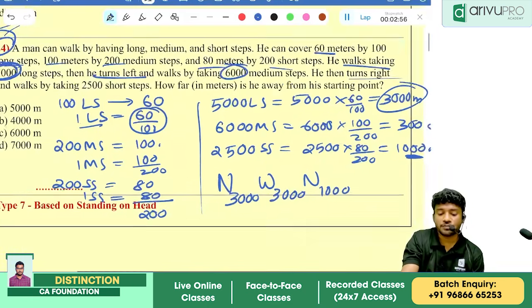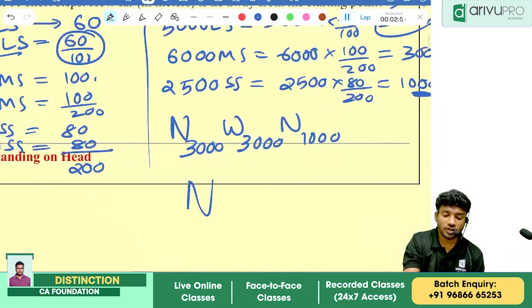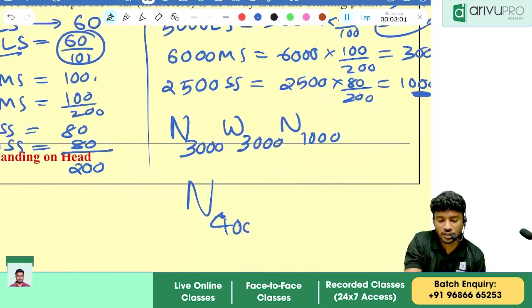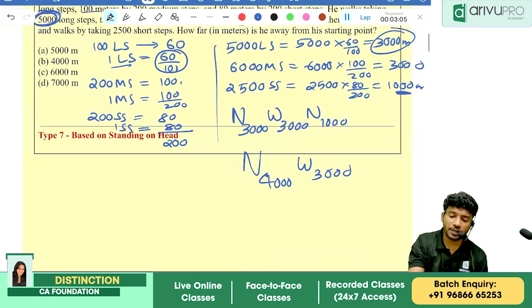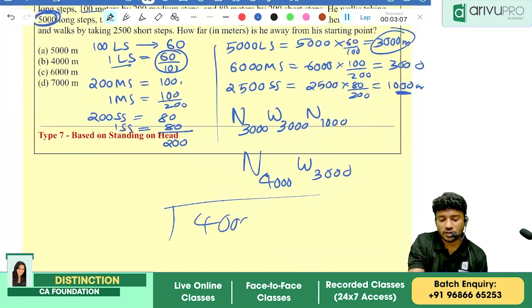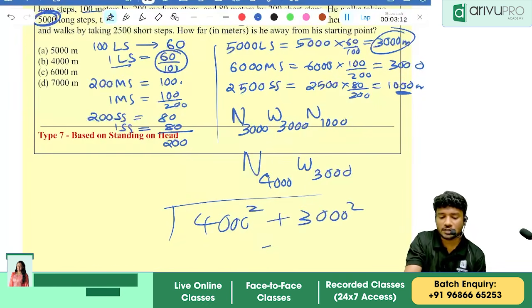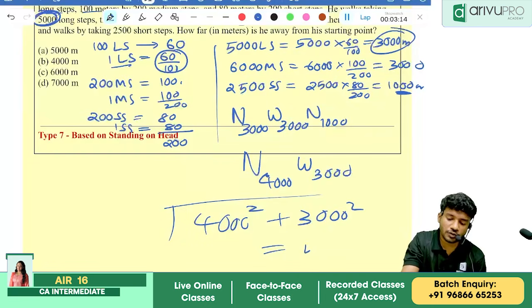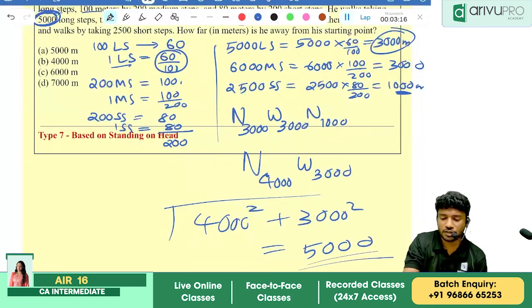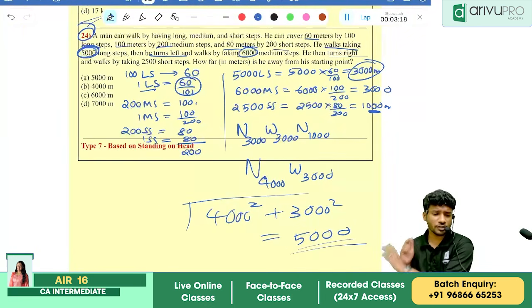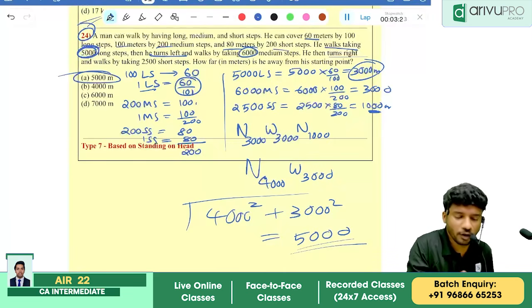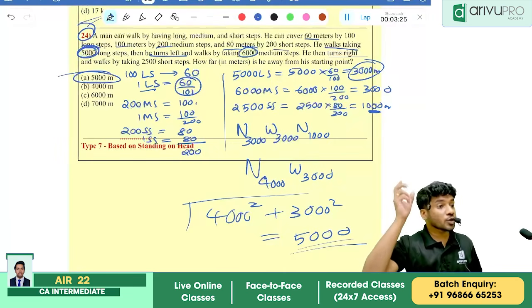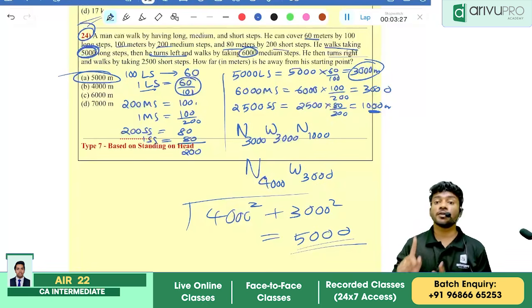That means in total, what is remaining? North 4,000, west 3,000. I need the answer, people. Root of 4,000 square plus 3,000 square. Root of 25,000,000, you will get. Answer is how much? 5,000. Which is the answer? Option A. So if you get a question like this, also you will be able to solve.